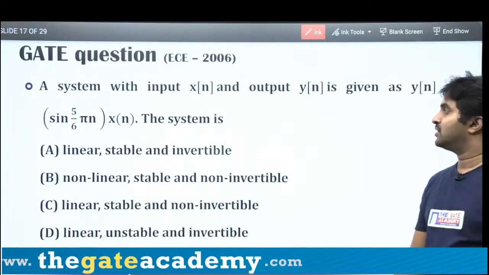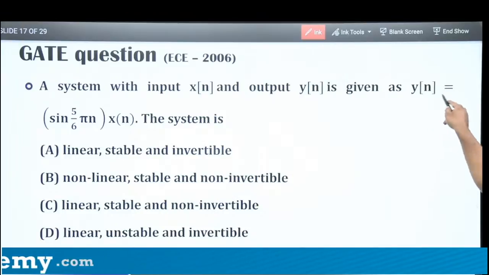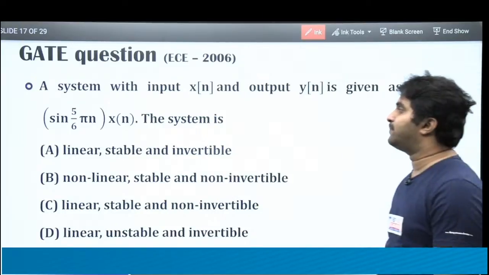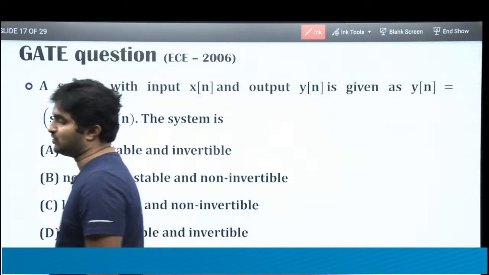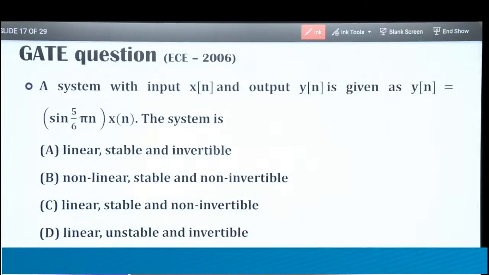Okay? So now tell me, you have y of n is equal to sine of 5 pi by 6n multiplied with x of n.